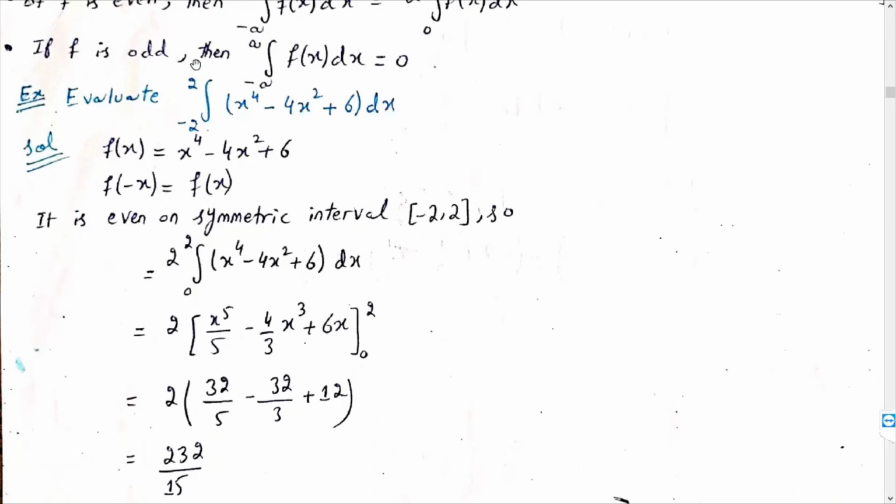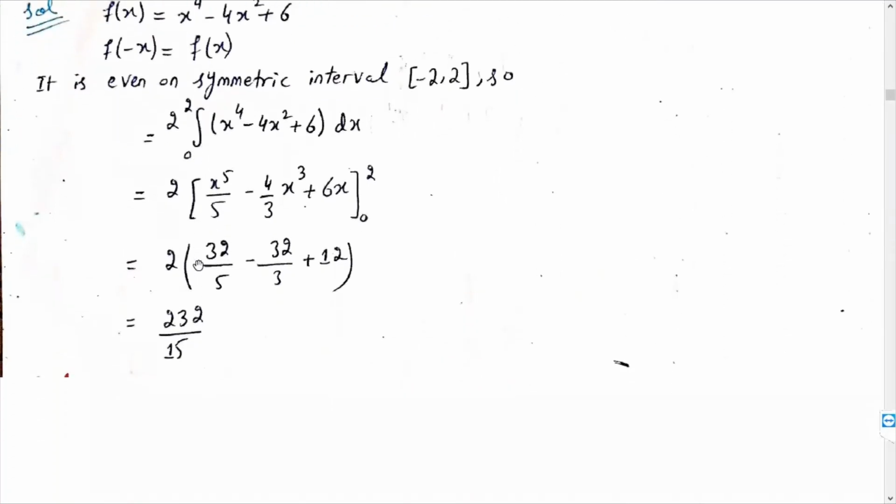So we can see that the interval is symmetric as it is from minus a to plus a, and the function is even. If I replace x by minus x, I get this function back. So this function is even on the symmetric interval minus 2 to 2. So instead of solving this function on the interval minus 2 to plus 2, I can solve it on the positive x-axis, 0 to 2, and multiply it by 2. So by doing this, I have to do less calculations. So the answer is 232 by 15.